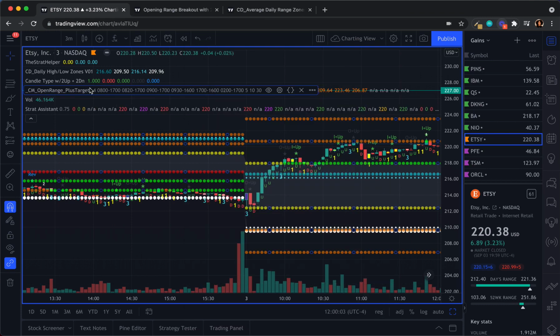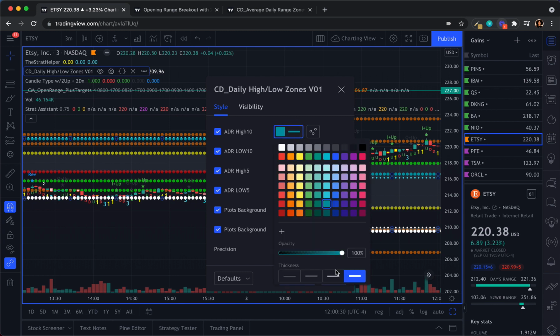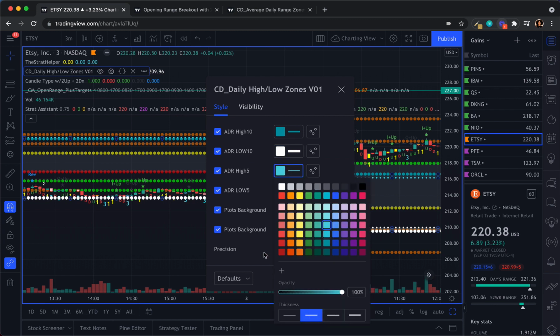Okay, so that was the opening range plus targets. Let's take a look at this high and low average daily range settings. For this one, I use white for the low, and I use blue for the high. The difference in how you distinguish the previous 5 days data versus the previous 10 days data is the thickness of the line. So for the 10, I use this thickness, and for the lows, I use this thickness, so you'll get that thinner line.